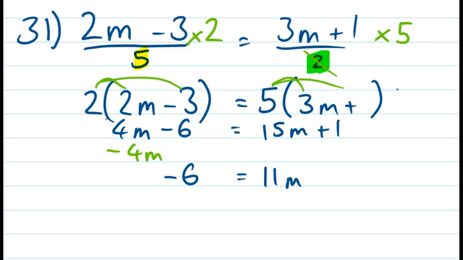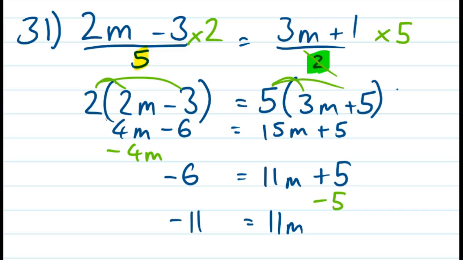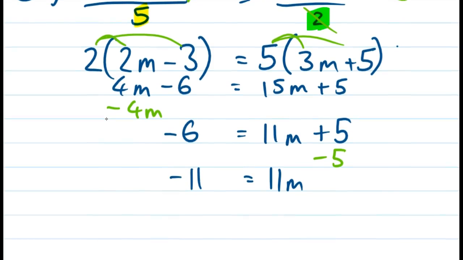Oh, and sorry, I made a mistake. That should have been 5. Sorry about that. 1 times 5 is 5. So I'm still left with 11m. My mistake did not affect that. Plus 5. Okay. Now I take away 5 from both sides. And I'm left with 11m equals negative 11. So I can now go to m equals negative 1. I'm just dividing both sides by 11.